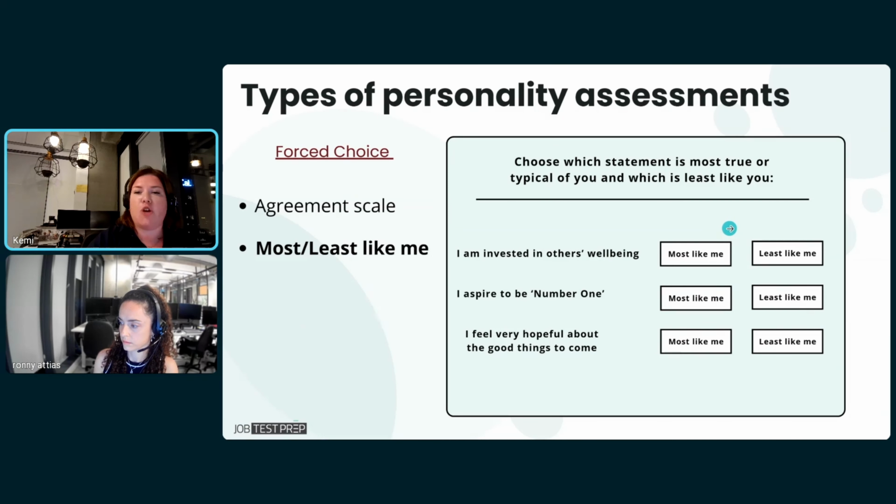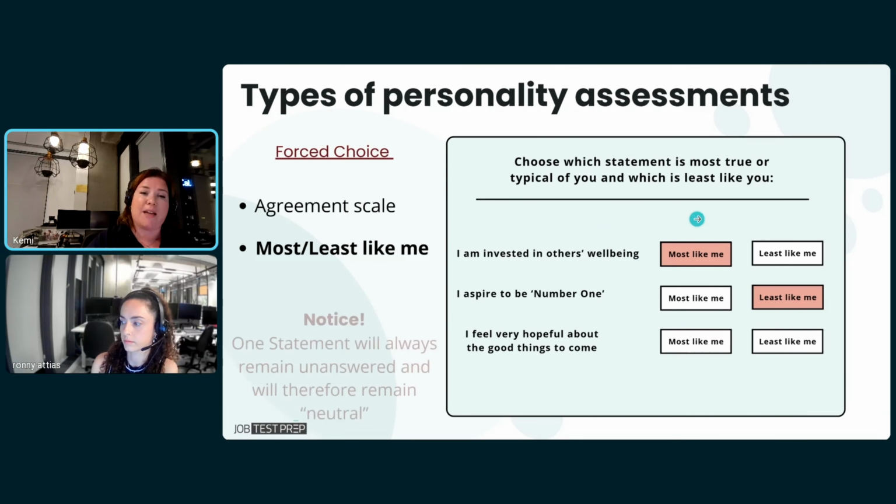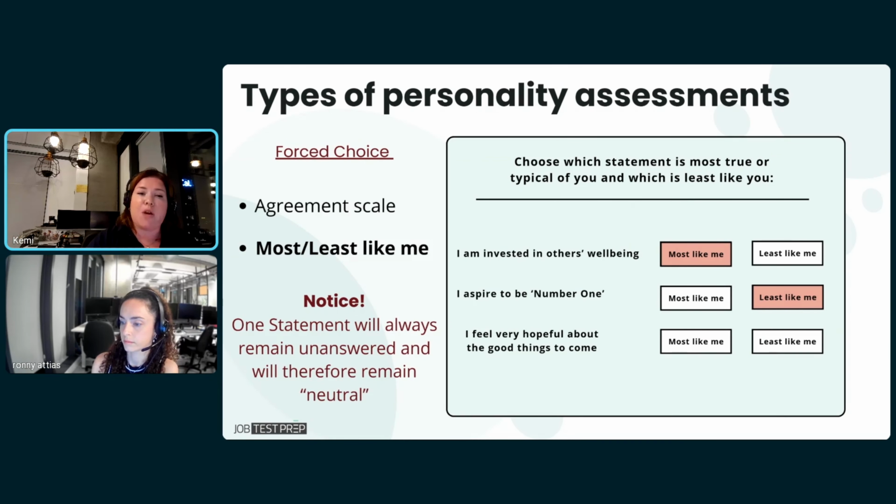So here I've chosen most like me for the sensitivity scale, being invested in others' well-being. I've chosen least like me for competitive. Right now, it is more important for me to show that I am sensitive rather than competitive. And I've left the third one blank. One statement will always remain unanswered and therefore will remain neutral.